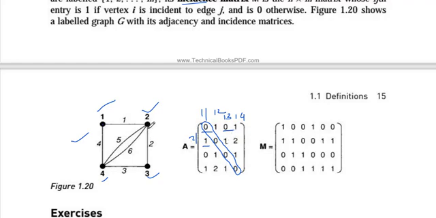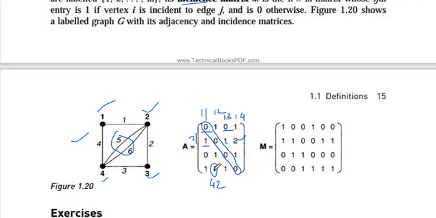Second row, third column, second row and third column have 1 edge. Then second row, fourth column, second row and 4, here we have 2 edges. So the number of edges is 2. Simple. We have to count the number of edges between two vertices with the help of the matrix representation. Let's say fourth row and second column: fourth and 2, 2 edges. Yes, we got the right answer.